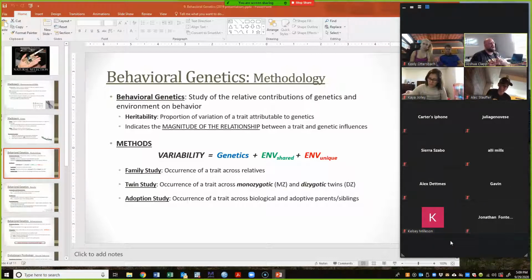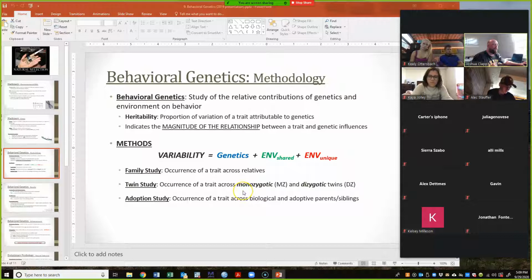If we took a look at everybody who's logged into the meeting right now, we see different people have different heights, eye color, personality, all this type of stuff, right? And with the behavioral genetics approach, we use different techniques to tease apart what's genetics, what's shared environment, and what's a contribution of unique environment. Okay?